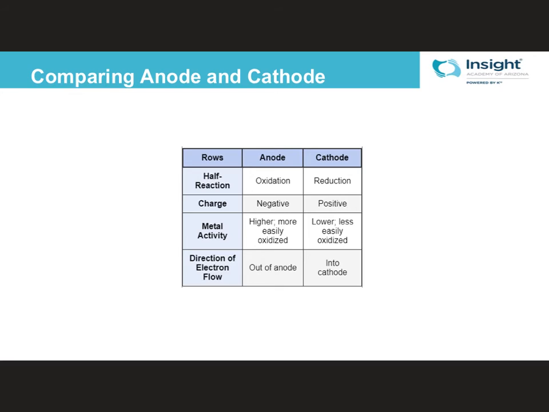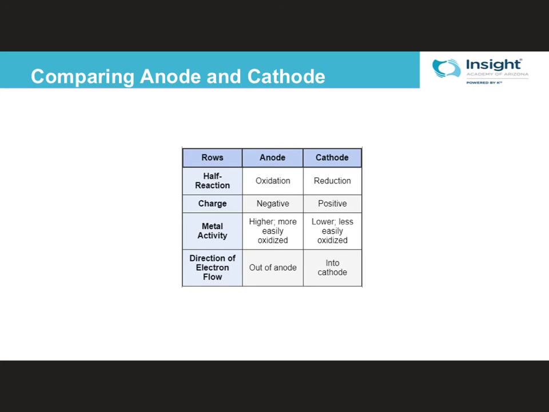This is something you really want to remember about anodes and cathodes, and this is the same for all electrochemical cells. Anode is always the site of oxidation, cathode is always the site of reduction. The charge on the anode is going to be negative because that's where the electrons are being created. The charge on the cathode is positive.